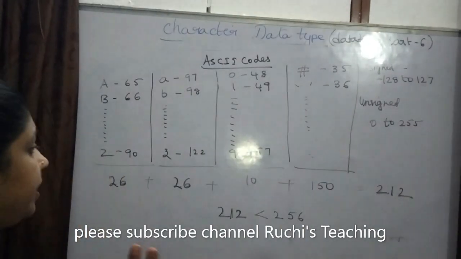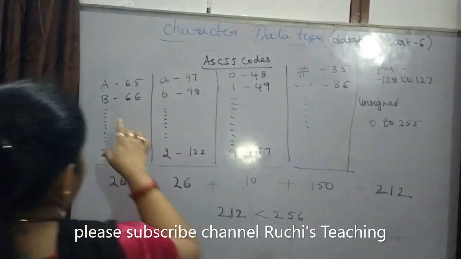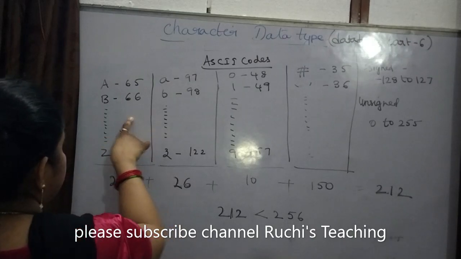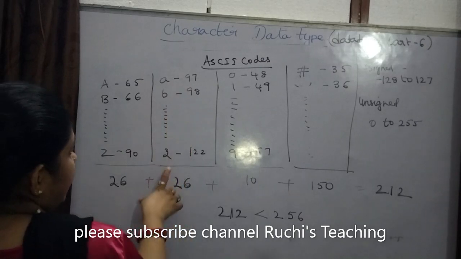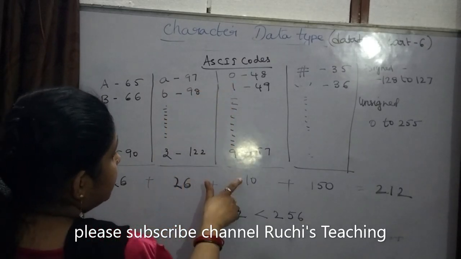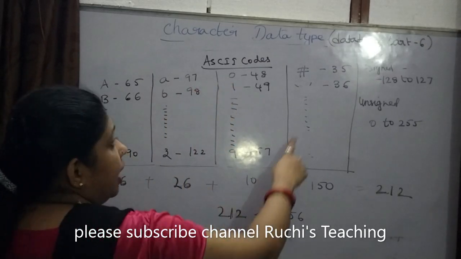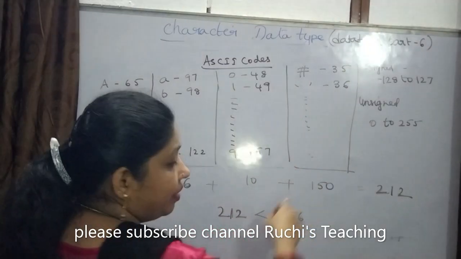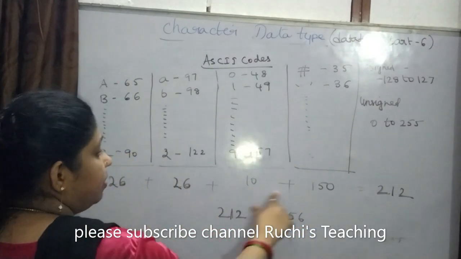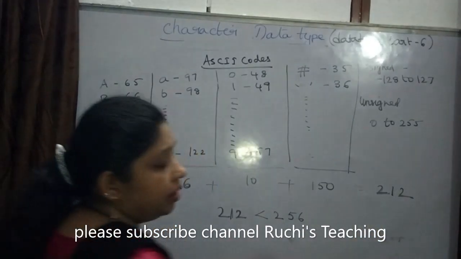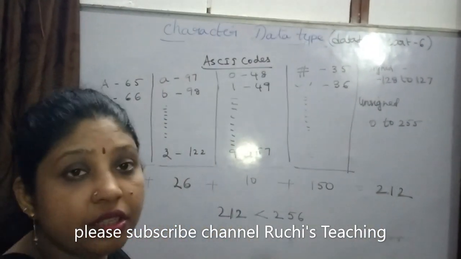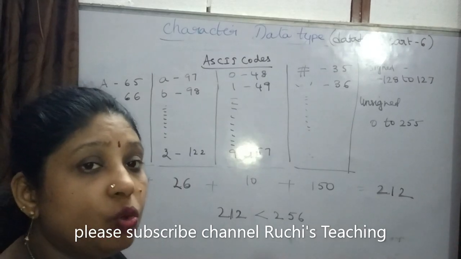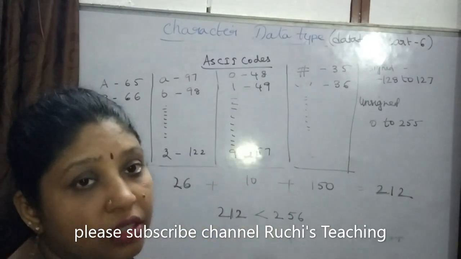So if you see, uppercase alphabets are from A to Z, 26 are there. Lowercase alphabets are 26. Numbers 0 to 9 are 10. And all the symbols come around 150. So if you calculate all these together, you will get 212. So already 212 characters are there on the keyboard. You can use all these characters in the character data type.